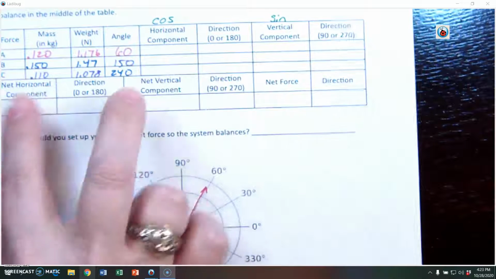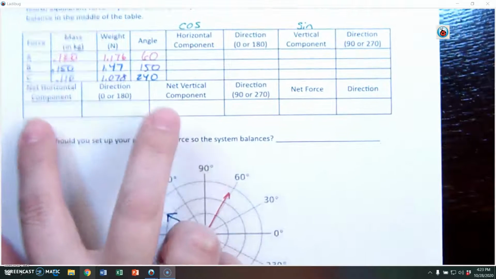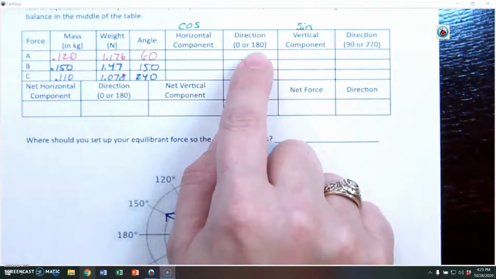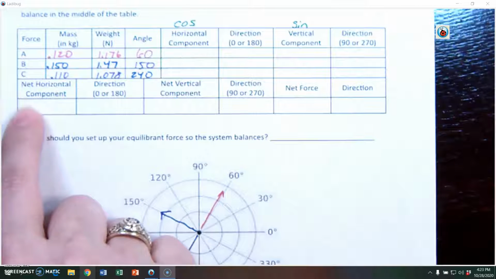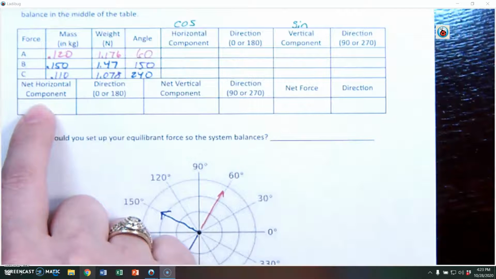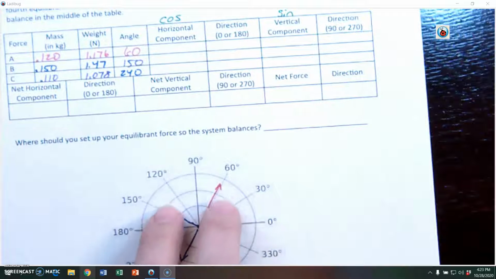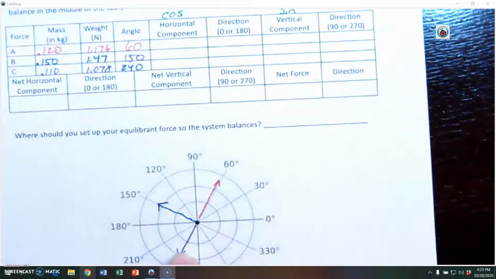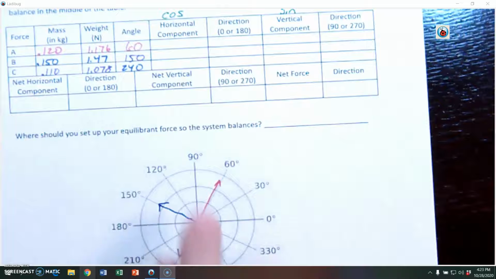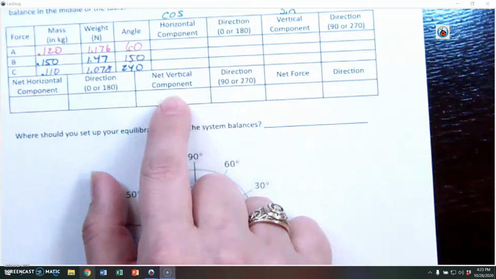So to find the net horizontal and vertical component, you'll notice that some of these are going in the same direction. For instance, the blue and the purple are both pulling towards 180. If they're going the same direction, you would add them up. The ones going in the opposite direction, you would subtract out. So we'll get a net horizontal component and do the same with our vertical. These two are going the same, they're going towards 90, so they'll get combined. And then we'll cancel those out with this purple one going the opposite direction. So we'll come up with our net vertical.